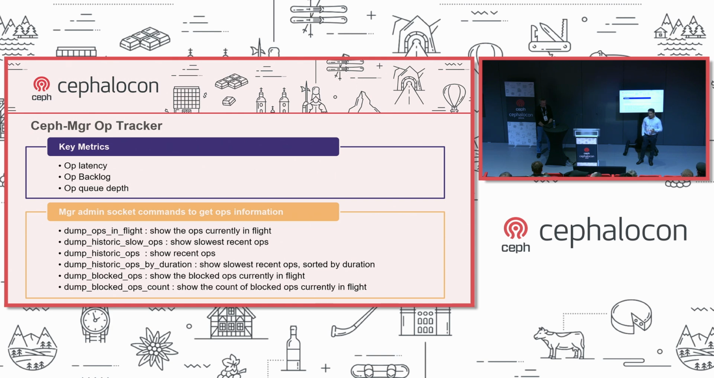Blocked ones are where the MGR op is still taking more time, is blocked and not progressing. So you can at least see where it has landed, based on what state it is in. The dump blocked op count just gives the number of blocked ops at the moment on the MGR.